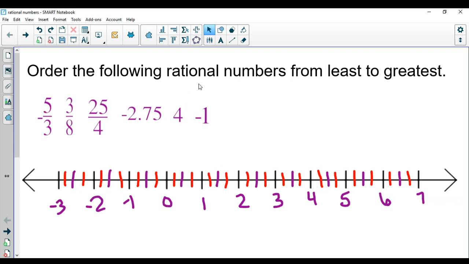All right, so let's start with the ones that are easy for us to visualize. So -1, we know where that goes because it is already on the number line. It is labeled for me. I can move it where it belongs. Same thing with +4. I can see where that is on the number line, so I'm going to move it into its spot.